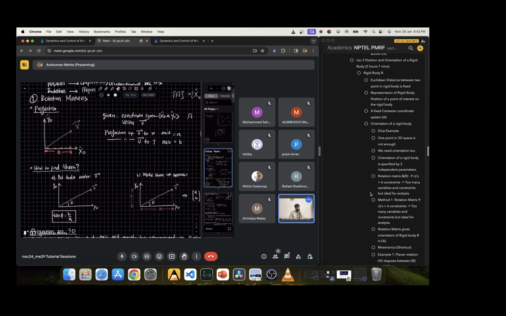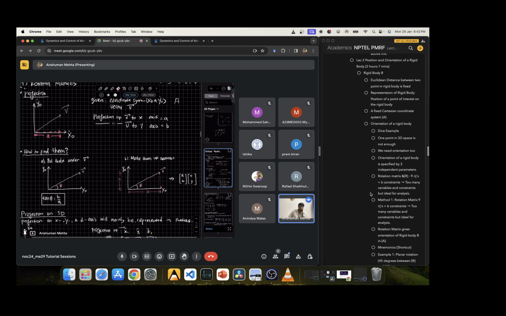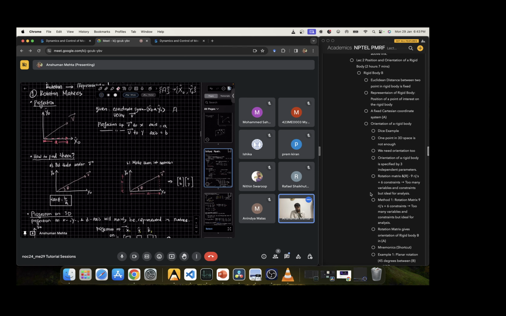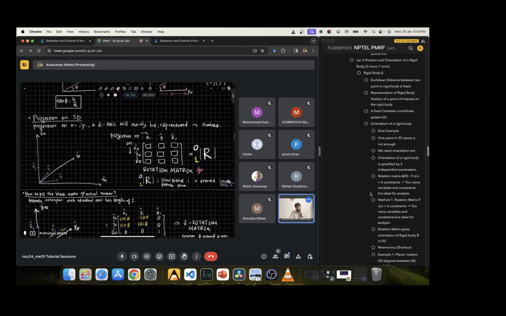Similarly, we have b. So how to find them is, first you have to put theta under v and then make them into a matrix. So this is a general rule. It can also be extended to 3D. How we can look at it in 3D is by giving three independent parameters. Okay, so this rotation matrix has 9 parameters, and we also have 6 constraints. So 9 minus 6 is 3. So again 3 independent parameters we need.